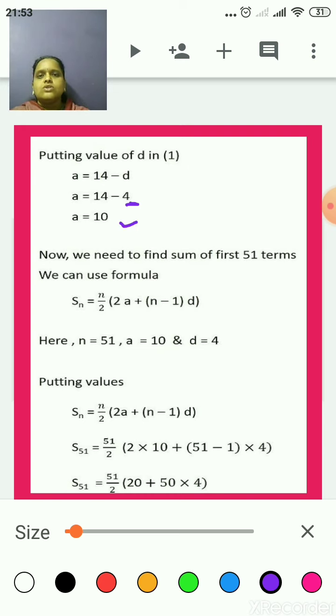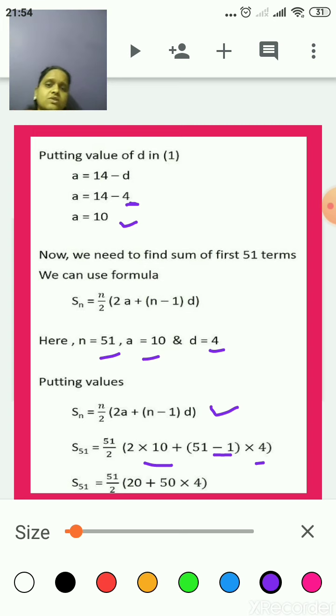So find the value of d, that is 4, and by using that you will get a as 10. So you got d as 4, a as 10, and n is nothing but 51. By using these values you have to find the Sn value, that is S51. Now just substitute in the equation Sn equal to n by 2 in the bracket 2a plus n minus 1 into d. So 51 by 2, 2 into 10, 51 minus 1, and d is 4. So 51 by 2, 2 into 10 is 20, 51 minus 1 is 50, into 4.